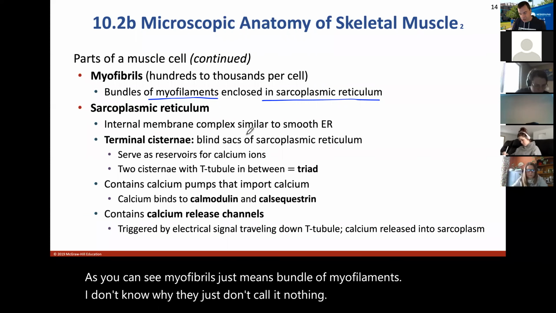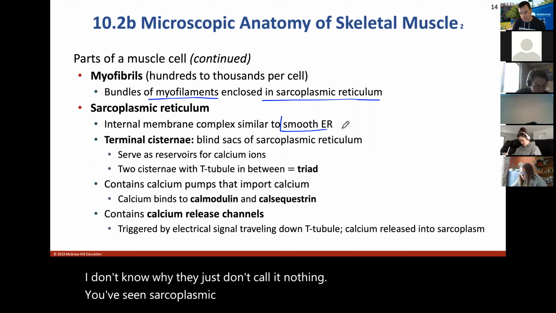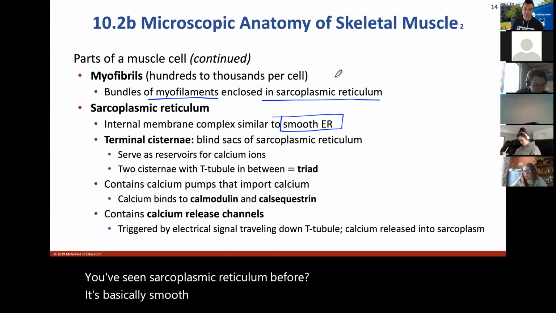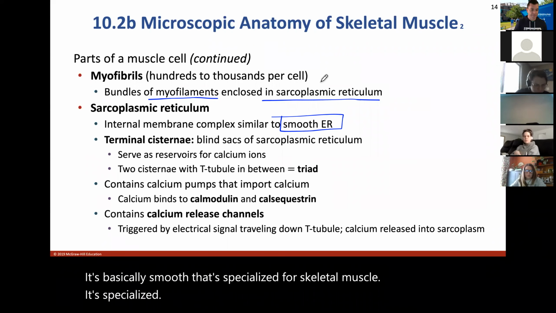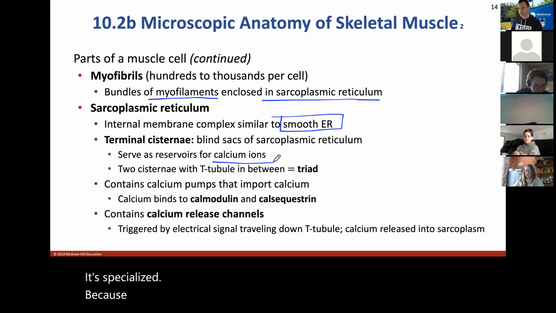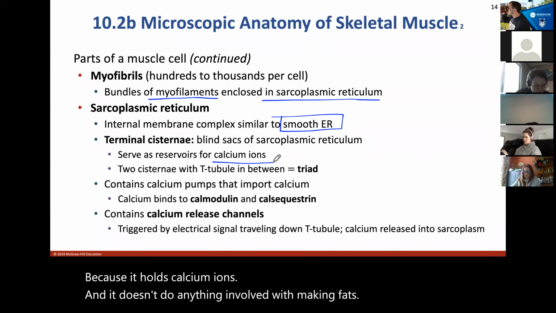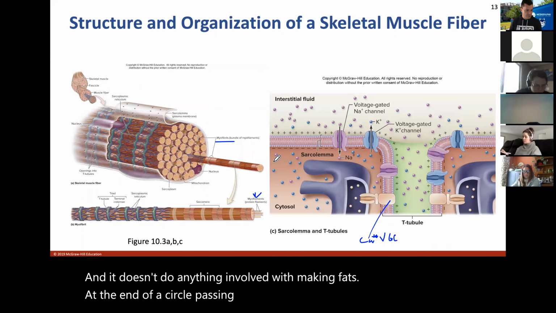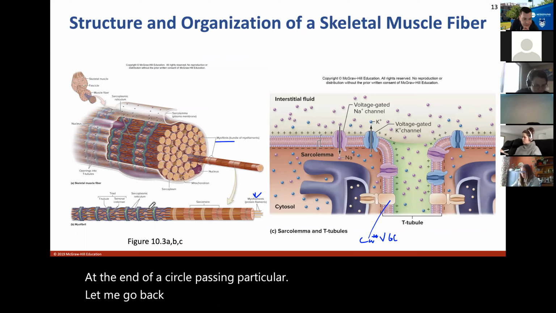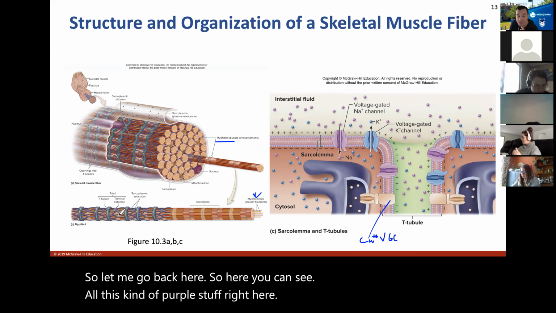You've seen sarcoplasmic reticulum before. It's basically smooth ER that's specialized for skeletal muscle. It's specialized because it holds calcium ions and it doesn't do anything involved with making fats. At the end of a sarcoplasmic reticulum, so let me go back here. So here you can see all this kind of purple stuff right here. This is the sarcoplasmic reticulum right there.